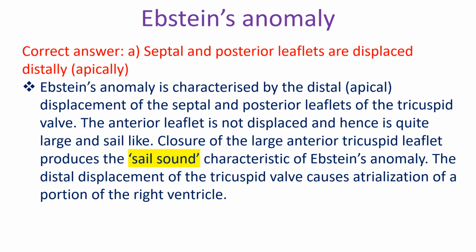Ebstein's anomaly is characterized by the distal displacement of the septal and posterior leaflets of the tricuspid valve. The anterior leaflet is not displaced and hence is quite large and sail-like. Closure of the large anterior tricuspid leaflet produces the sail sound characteristic of Ebstein's anomaly. The distal displacement of the tricuspid valve causes atrialization of a portion of the right ventricle.